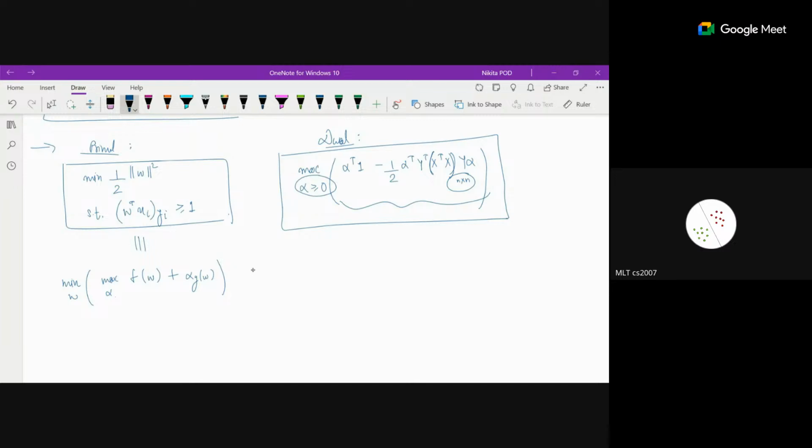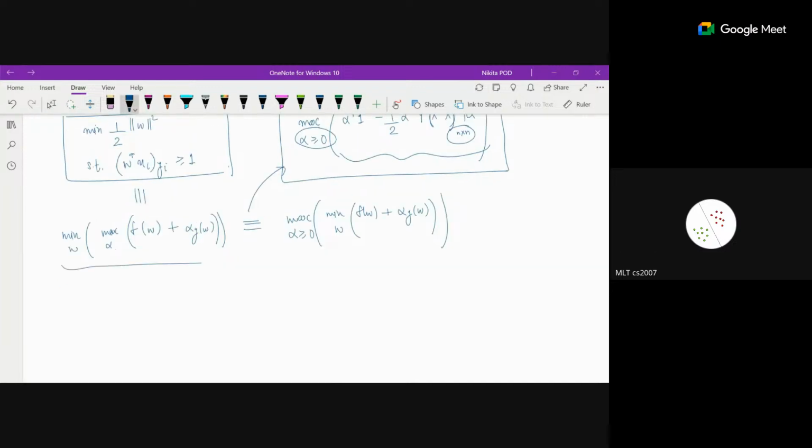And what we saw is that using convex duality, this is equal to max min. So if you write it in f(w) and g(w), it will turn out to be max over alpha greater than or equal to 0, min over w, of f(w) plus alpha times g(w). This is what we saw. All right, so this is my primal problem. This is my dual problem.